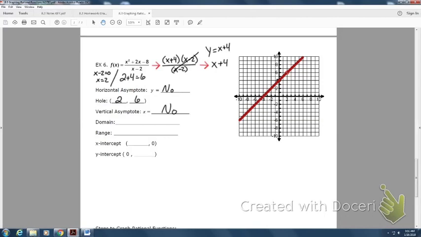Now, the good thing about this is if you end up with a linear line, linear versus rational functions, you're still going to have that. But what x value is not included on the graph? 2. The x value of my hole. And what y value for the range? 6.